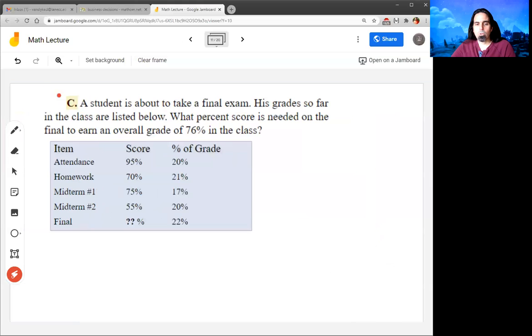Okay, now let's do the homeworky one. This student is about to take the final. Here's the grades so far. We don't know what this number is. What percent do they need on the final if they want an overall of at least 76% in the class?